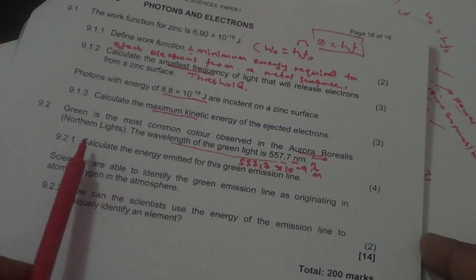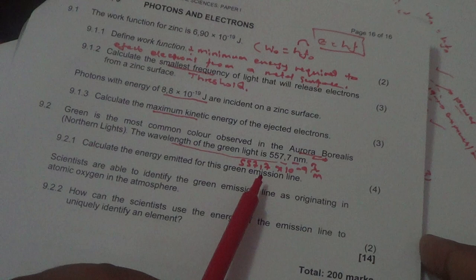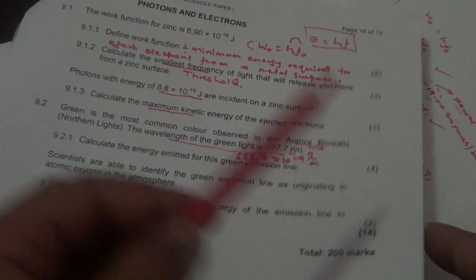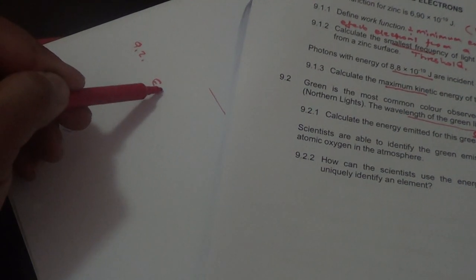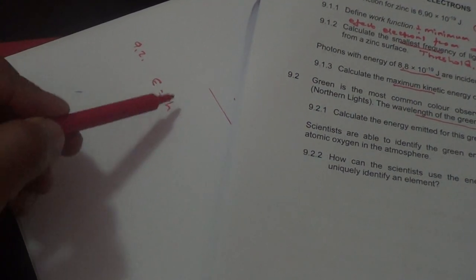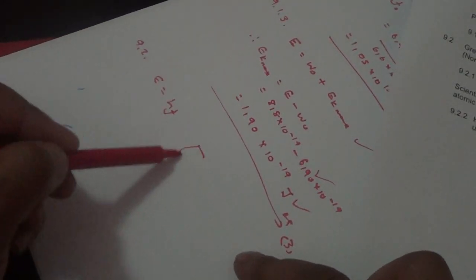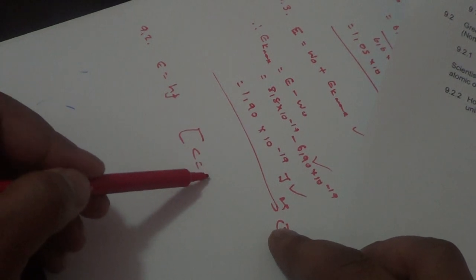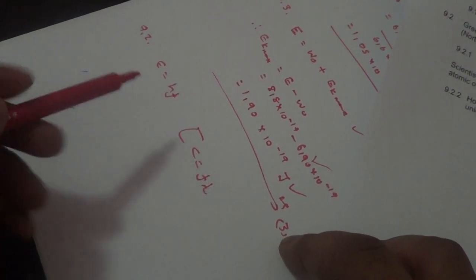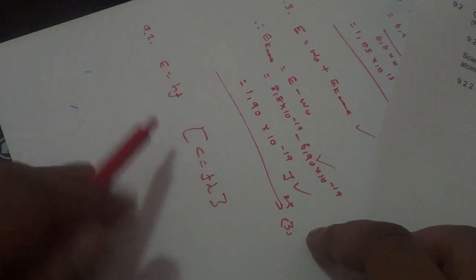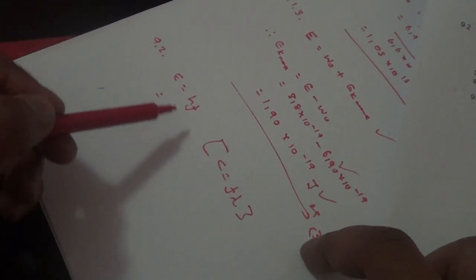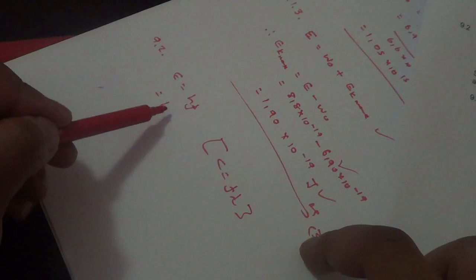It says calculate the energy emitted for this green emission line, 4 marks. We can deal with this. We know that energy equals Planck's constant multiplied by frequency. But here they gave us the wavelength. What is the relationship of wavelength and frequency? We know that the speed of light is defined by the frequency multiplied by the wavelength. So we can actually use this.